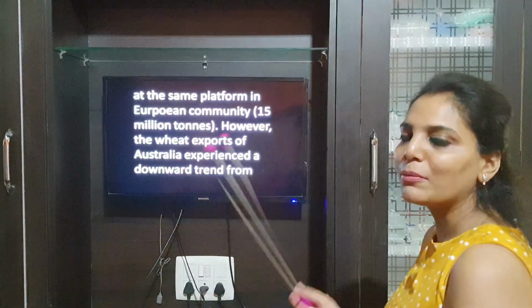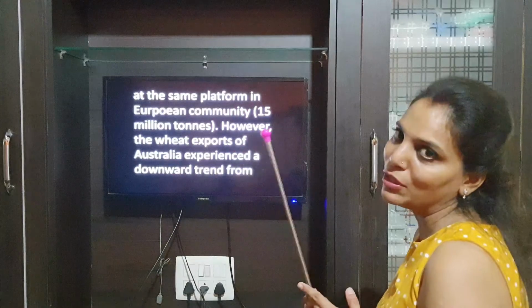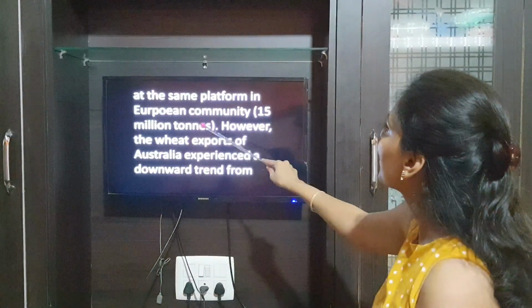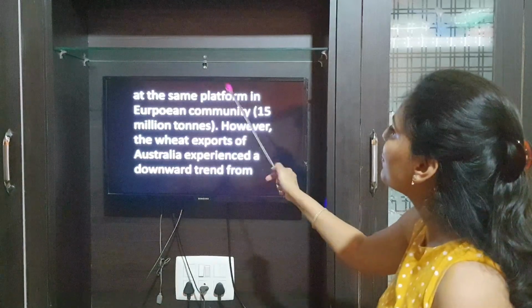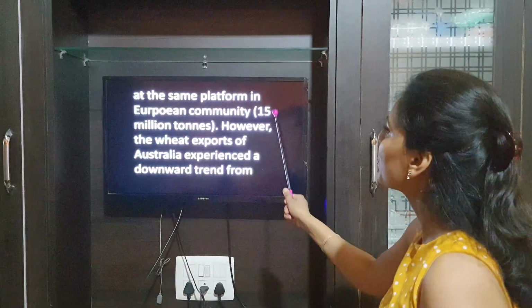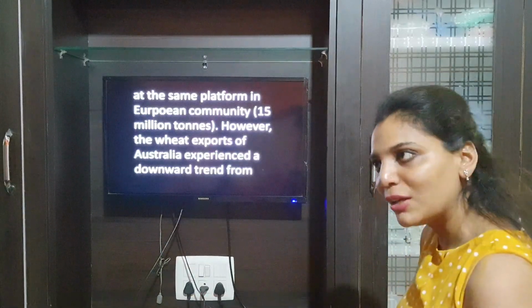But it remained at the same platform in European community. We had seen that it had become stable from 1987 to 1988. The line was like this, a straight line. So the wheat exports remained at the same platform, means it was constant for European community. How much? 15 million tons.